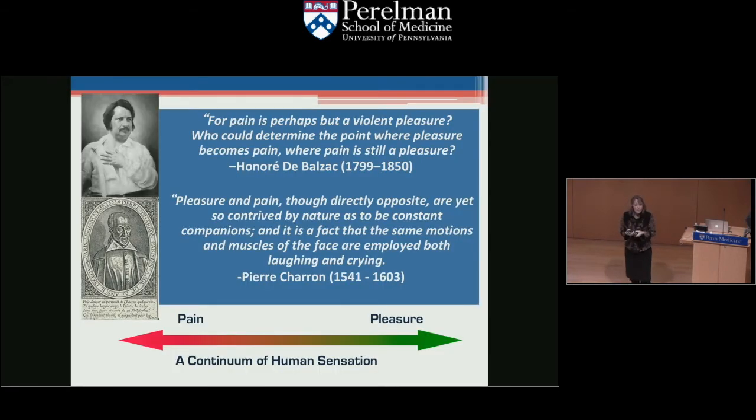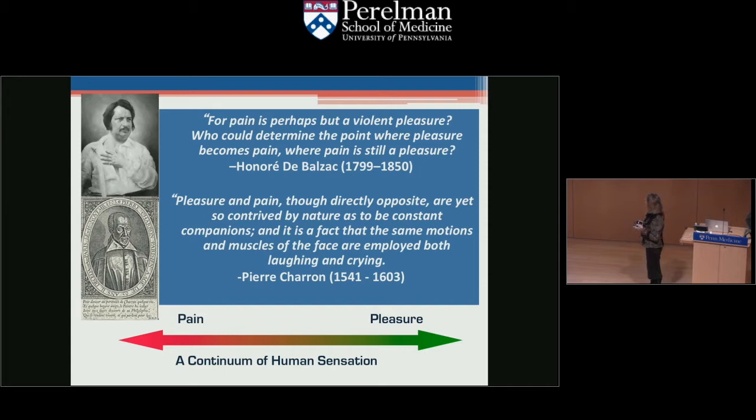And I think one thing that's interesting about opioids is that it plays on this continuum of pain versus pleasure. I'm not the first person to think about the fact that these feelings exist on a continuum. You can see in antiquity that people were saying, to Balzac, "For pain is perhaps but a violent pleasure. Who could determine the point where pleasure becomes pain, where pain is still a pleasure?"